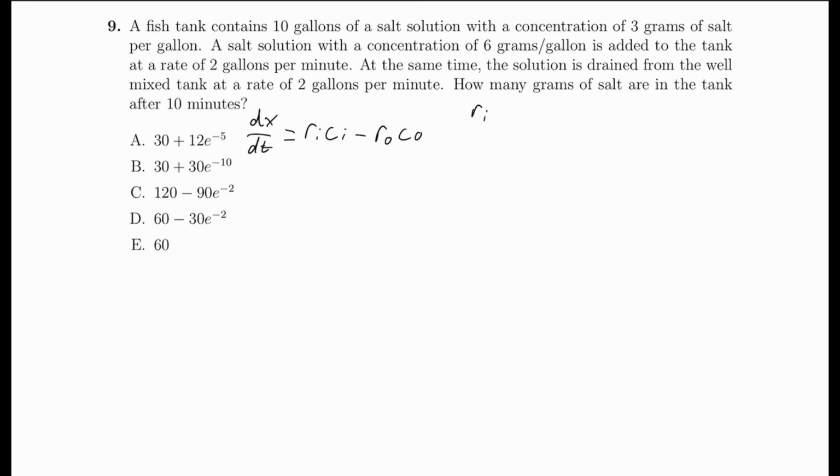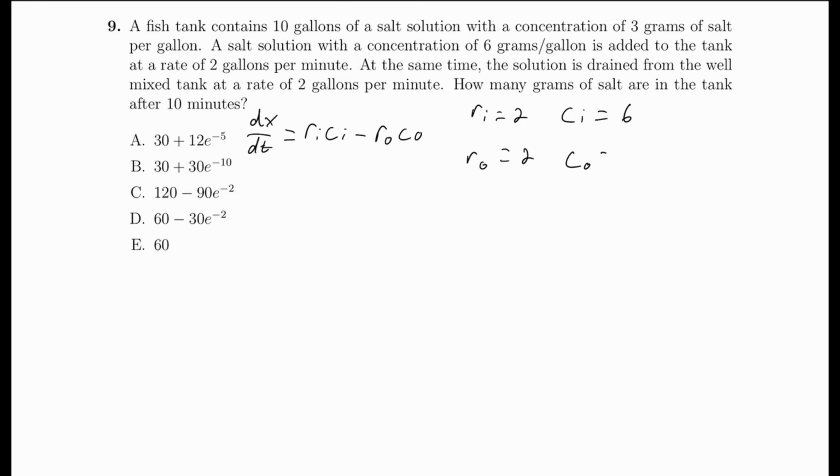So rate in, we can skim through our statement. Salt solution with the concentration is added to the tank at a rate of 2 gallons per minute, so rate in is equal to 2. And we just saw that our concentration in is equal to 6 grams per gallon. Our rate out, we're given right below that, is also 2 gallons per minute.